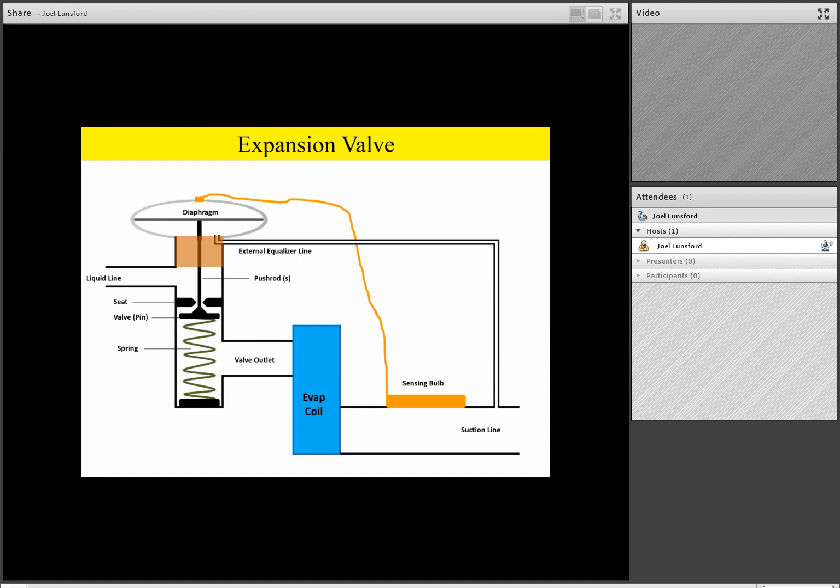As that sensing bulb changes temperature, it's going to exert pressure on top of the diaphragm, which will drive the valve open. So the main thing from a basic refrigeration cycle we have to remember is that the expansion valve is designed to maintain a given flow rate into the evaporator coil over a wide range of temperatures. The expansion valve is really an automatic or self-metering type of metering device. From an application standpoint, expansion valves always give superior refrigerant control over a piston.